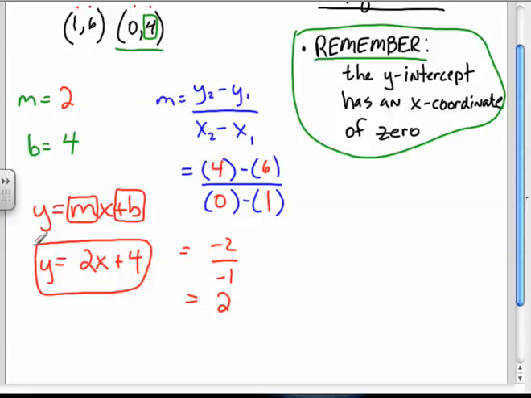Okay. Good job, guys. We're going to talk about that. We're going to do some problems like that coming up and practice that kind of stuff. But that's whenever we want to write an equation of a line, we need 2 things. We need the slope and we need the y-intercept. And then we can write the equation of the line. All right. Good job, guys.